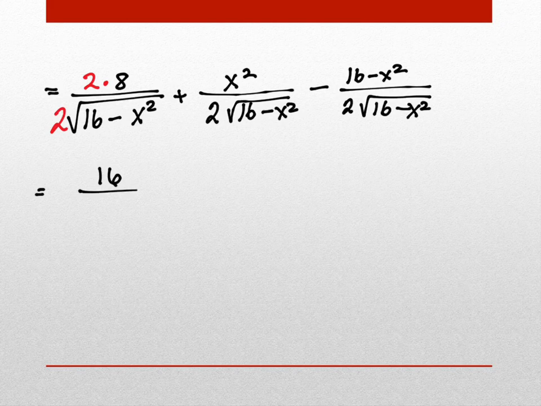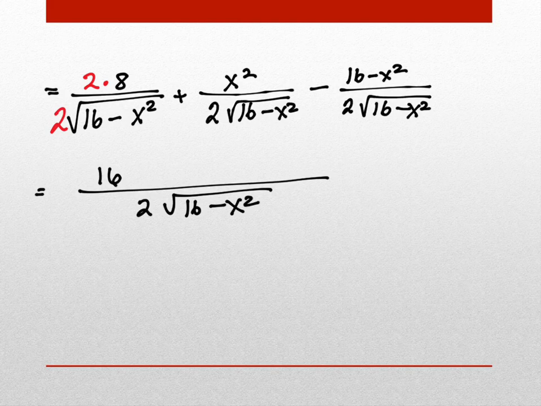All the denominators match now, so I'm just going to write them down. It's a 2 square root of 16 minus x squared. So 16 in the first piece. I have a positive x squared from the second fraction. And then this one is going to distribute the negative through, which is going to make this become a negative and this a positive. So now I have negative 16, and I have positive x squared.